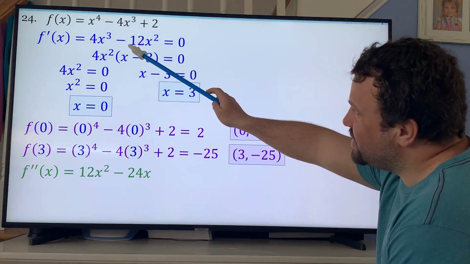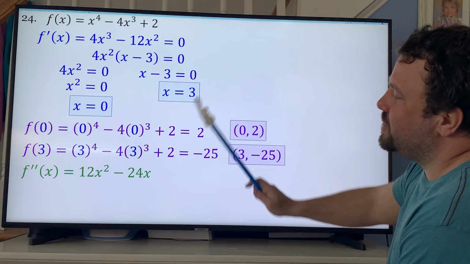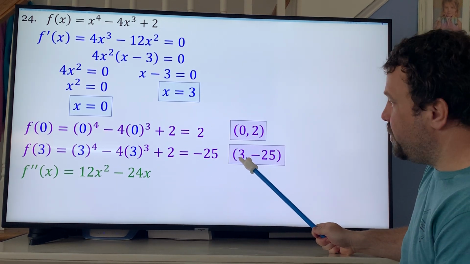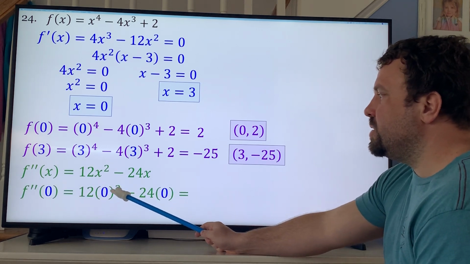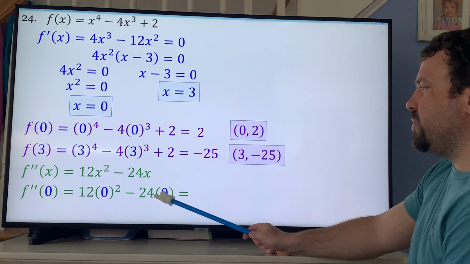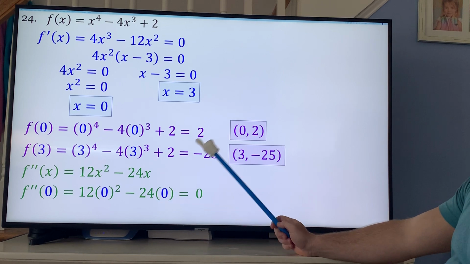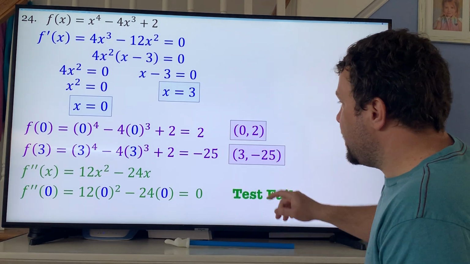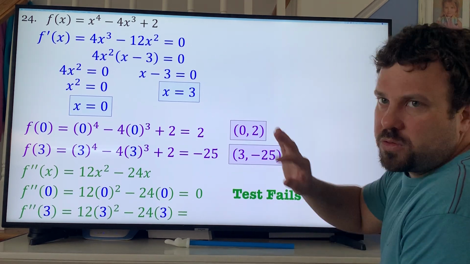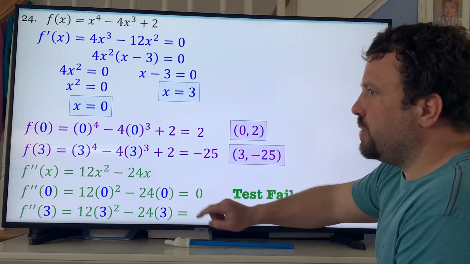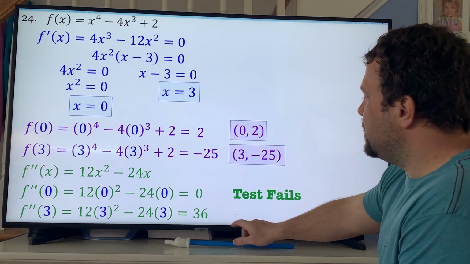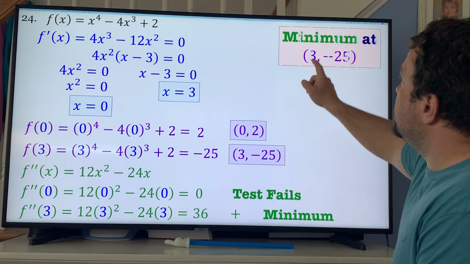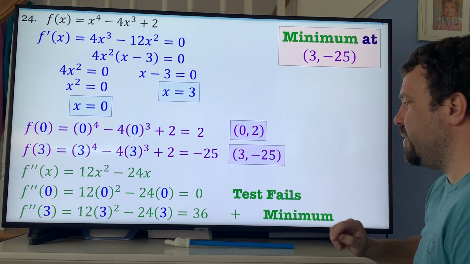So I derive this equation right here. 12x squared minus 24x. All right? You're going to plug in your 0, and you're going to plug in your 3. So 12 times 0 squared minus 24 times 0 is 0. So what happens at this point? The test fails. No switch over in concavity. Right here, no switching from increasing to decreasing. Plug in your 3, you get 36. Positive. Positive means concave up, means you have a minimum. So there's only a minimum at 3, negative 25.